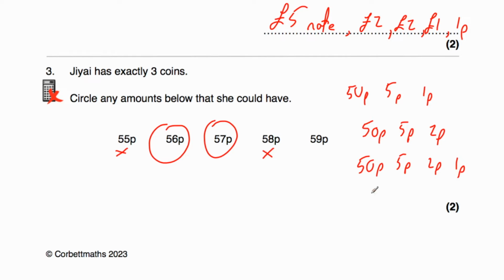And then 59p, again, she'd have to have a 50p, a 5p, a 2p, and a 2p. So she can't make that with 3 coins. And that's it. So circle the amount of money that she could have.